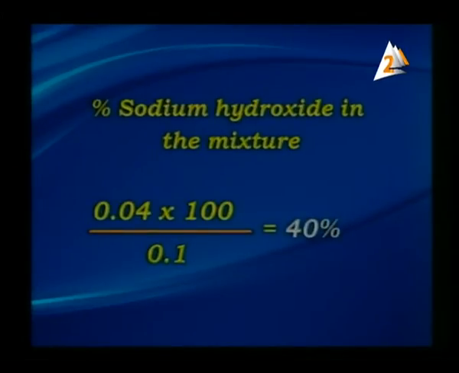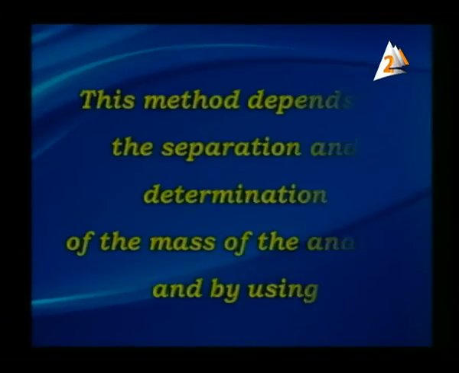Directly the answer: 40%. Now, do you learn how you can find it? It's easy. First, get the concentration. After that, get the mass. And the final result is directly the percent of the sodium hydroxide.